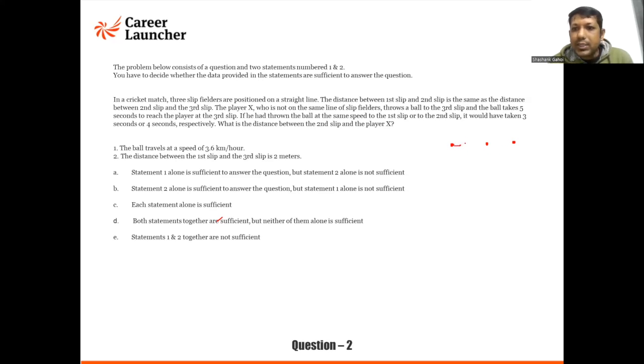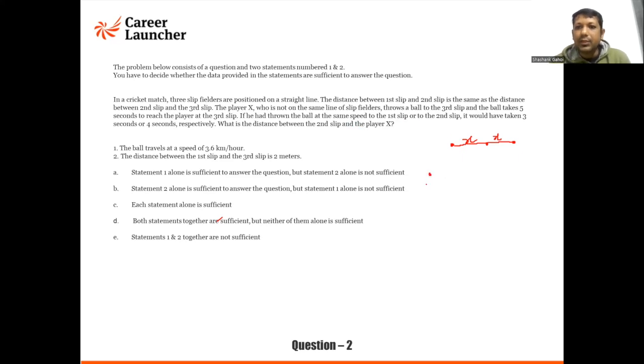And this distance, let's say this distance is x, then this distance is also going to be x, because it is saying the distance between first and second is same as the distance between second and third. The player X, who is not in the same line of slip fielders, throws a ball to the third slip, and the ball takes 5 seconds to reach the third slip. Okay, if he had thrown the ball at the same speed to the first slip and second slip, it would have been 3 seconds or 4 seconds.